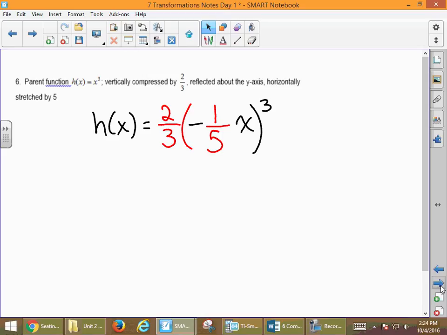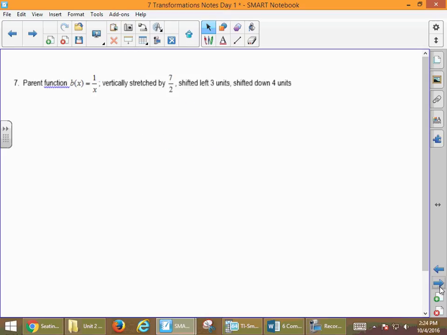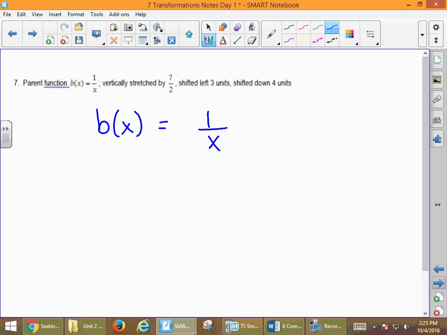And lastly, parent function b of x equals 1 over x. I don't know if I even dare write the function down yet, but I guess we will. b of x equals, I'm going to put the 1 over x here. And first of all, it says vertically stretched. Well, I write the 7/2 outside of it. So it's a personal preference. The 7/2 times that. It says shifted left 3 units.